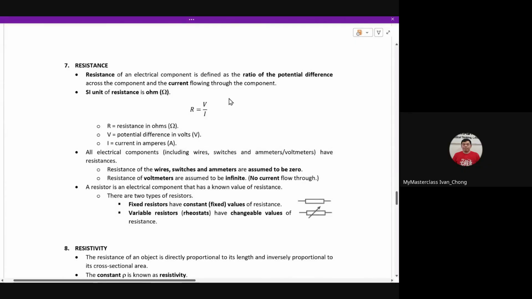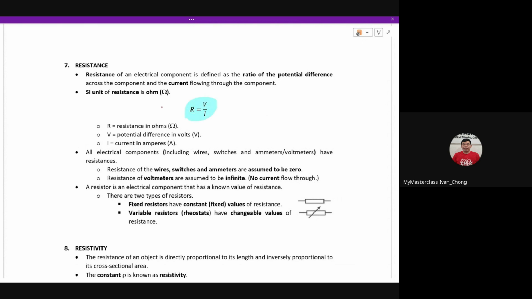Okay, next, for our last quantity, we're going to learn about electrical resistance. The resistance of an electric component is basically this ratio. Thankfully, we don't need to memorize the definition, but what is most important is this formula over here.